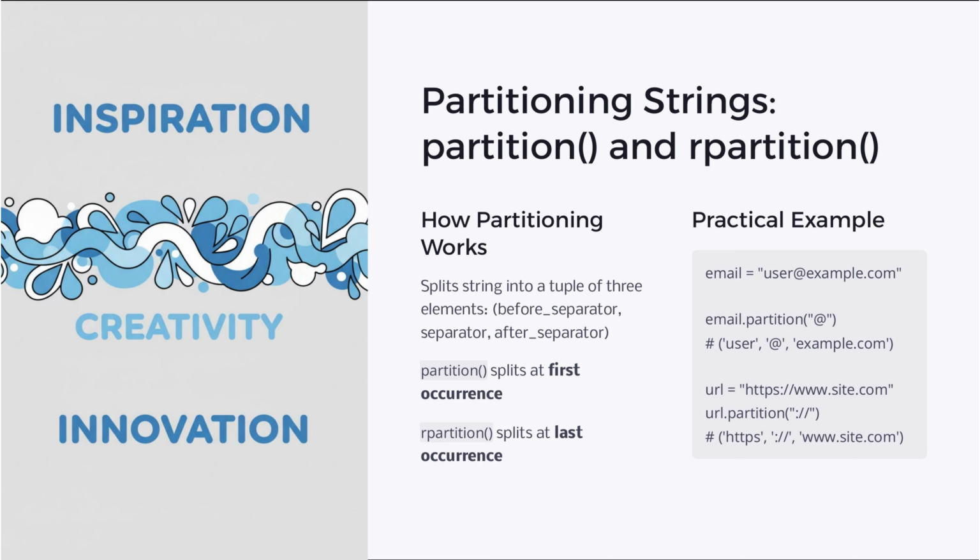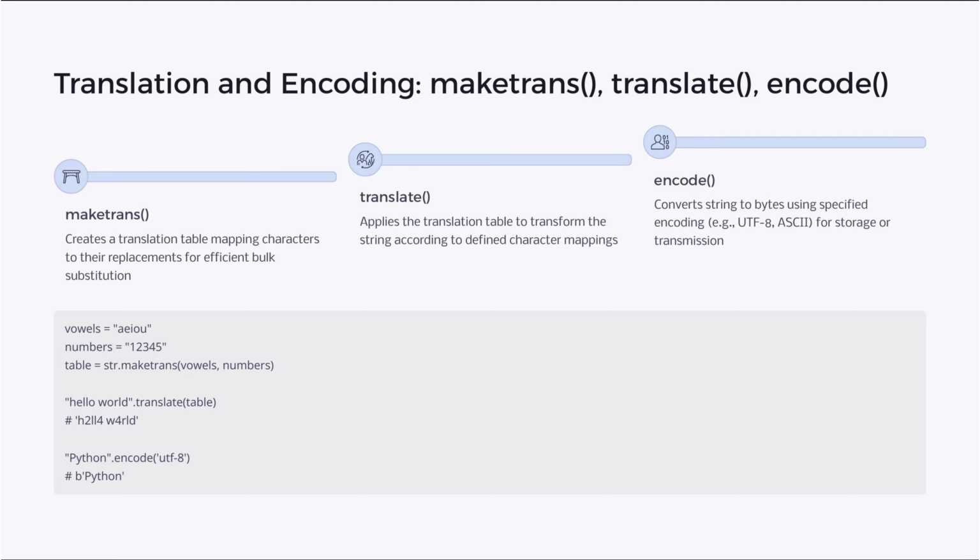Partitioning strings with partition and rpartition involves splitting a string into a tuple of 3 elements: before the separator, the separator itself, and after the separator. Partition splits at the first occurrence, while rpartition splits at the last. For example, user@example.com partitioned at e results in user@, e, xample.com. Maketrans creates a translation table for character substitution, enabling efficient string transformation.